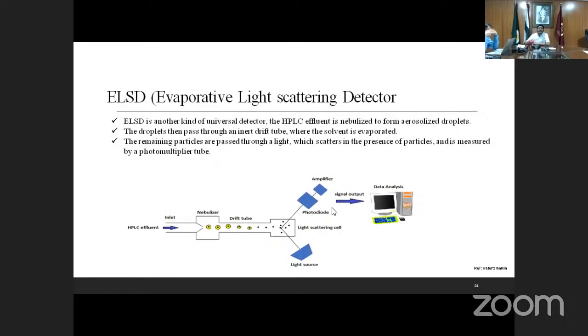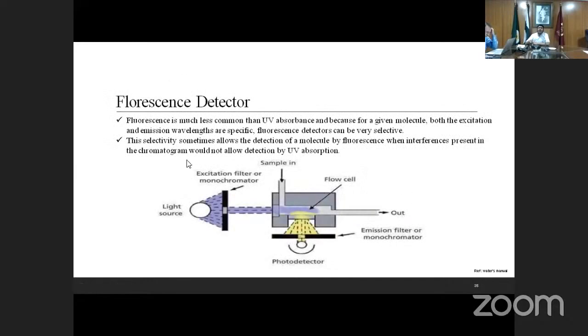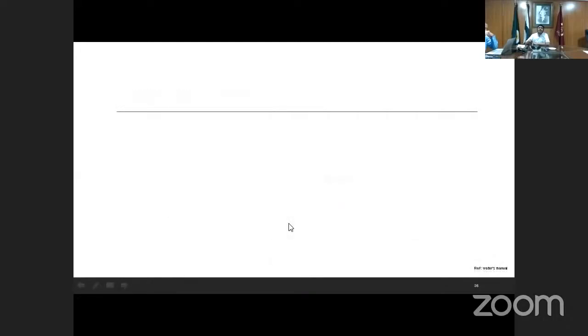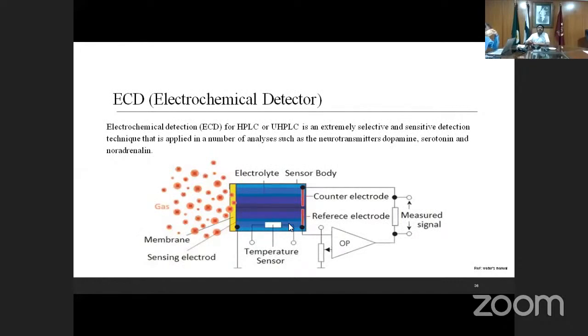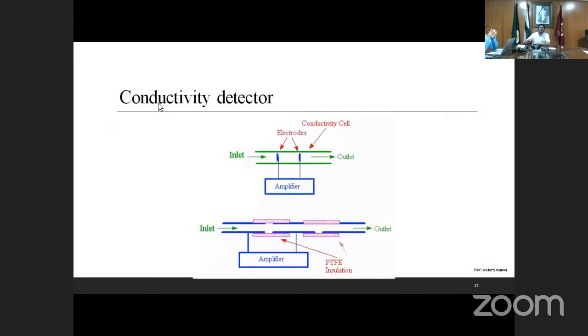This is the evaporative light scattering detector. Here a nebulizer is used, and there is a spray chamber. The compound with the mobile phase is nebulized here, the light is scattered, and then the detector detects the compound. The fluorescence detector is very specific, as already mentioned. Fluorescence is much less common than the UV detector. Its application, as I mentioned, is mostly aflatoxin or mycotoxin analysis. The ECD detector, as mentioned, is for the analysis of dopamine, serotonin, and noradrenaline. And I mentioned the conductivity detector.